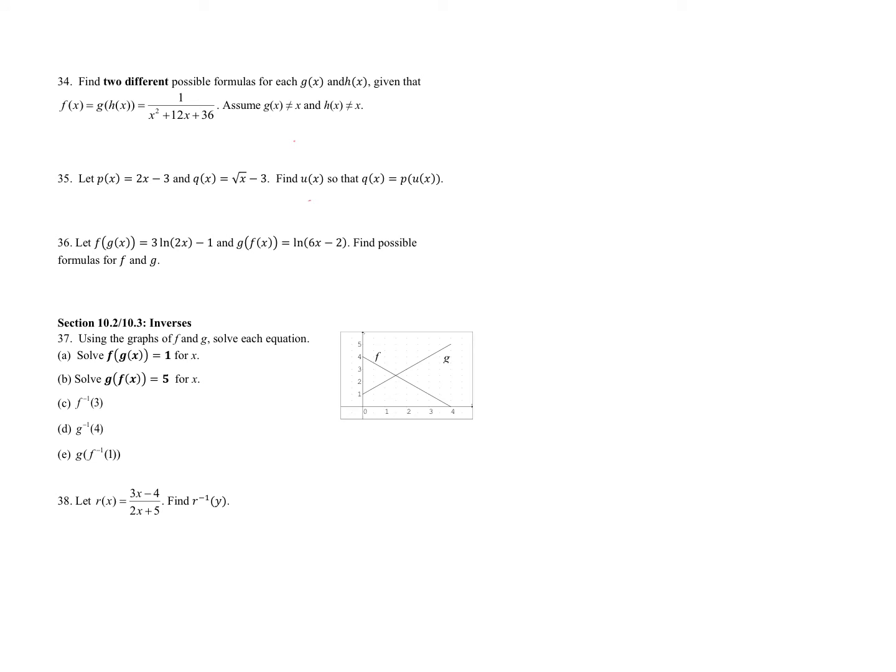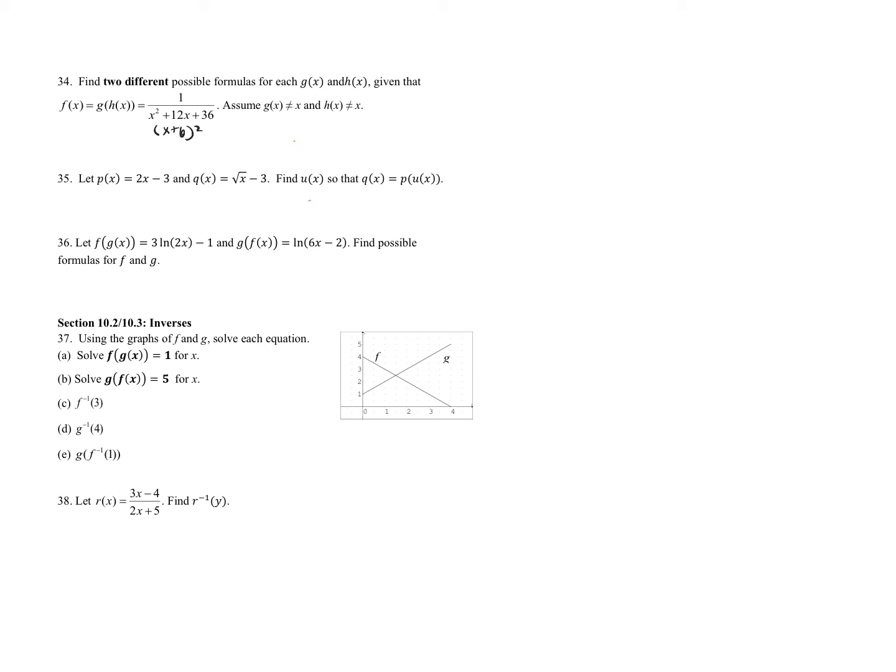On to the last page of this part. So we're going to find two different possible formulas for g and h, given that the composition is equal to this fraction here. So the first thing I want to notice here is we can actually factor this to be (x + 6) squared. And so that opens up a couple opportunities for g and h here.